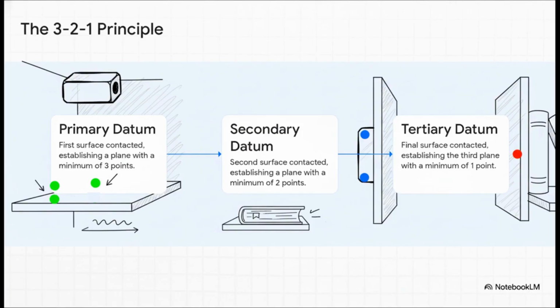You use what's called the 3-2-1 principle, and the best way to get it is to think about putting a book on a bookshelf. First, you lay the book flat on the main shelf. That's your primary datum. It needs at least 3 points of contact so it doesn't rock. Then you slide it back until it touches the back wall. That's your secondary datum, making contact in at least 2 spots. And finally, you nudge it against the side of the bookshelf. That's your tertiary datum, one last point of contact. And boom, the book is completely locked in. Everyone can now agree on its exact location.